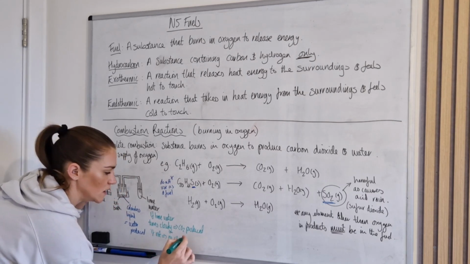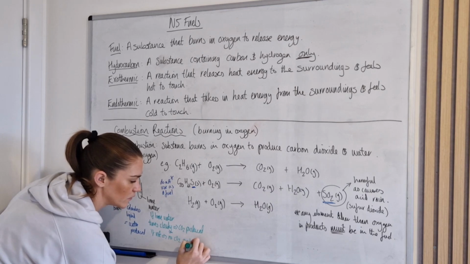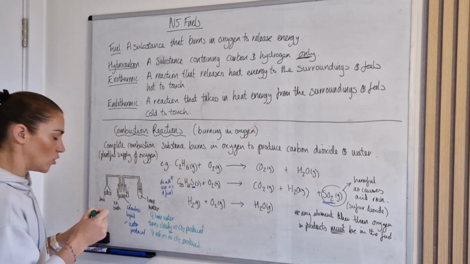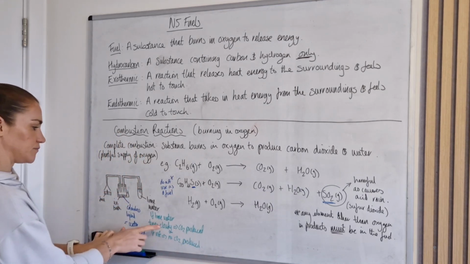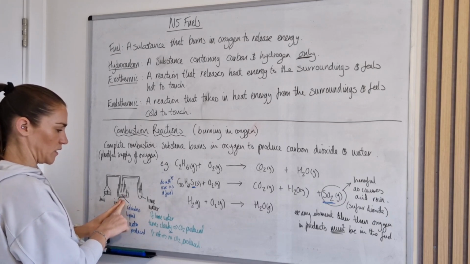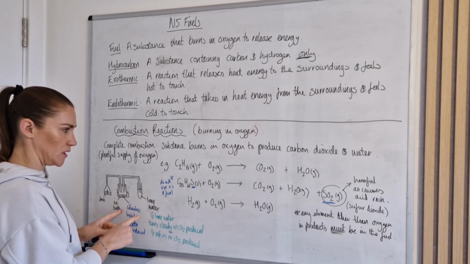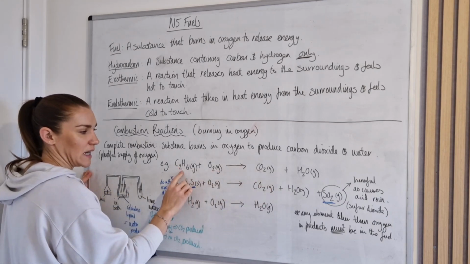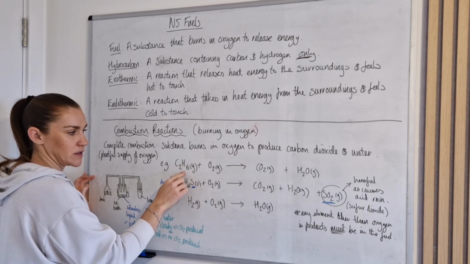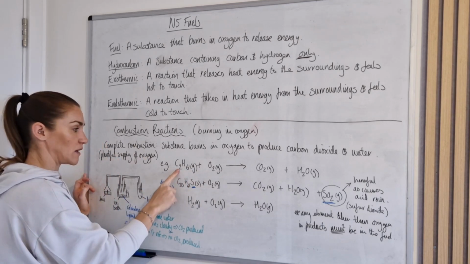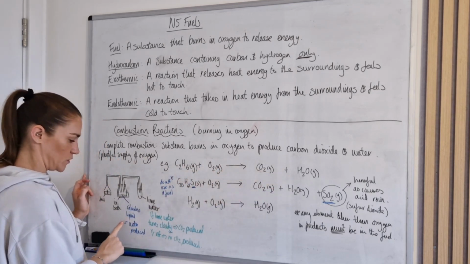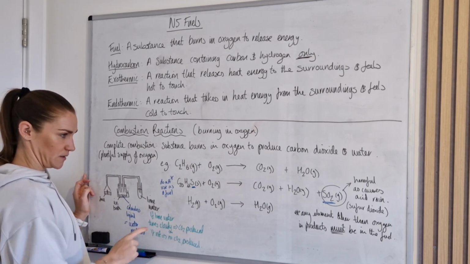Okay, so what does this mean? Well, if we've produced water and carbon dioxide, so you get a colourless liquid in here and your lime water turns cloudy, you must have had a hydrocarbon at least that you burned, okay? Because you needed to have carbon and hydrogen coming from somewhere to produce the water and the carbon dioxide.